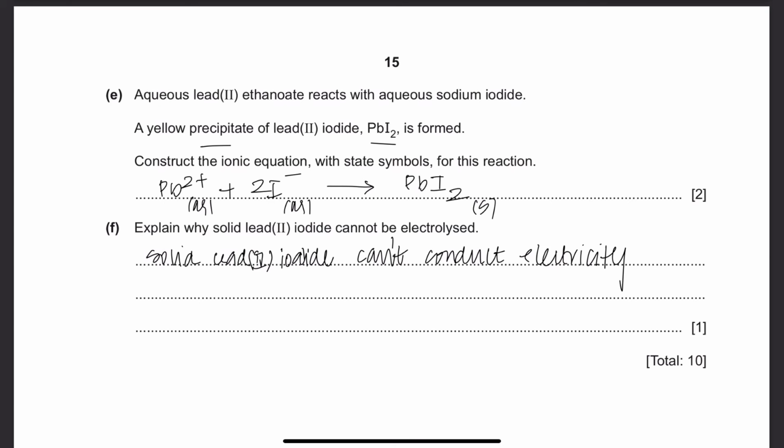But it's a solid, right? No, ionic compounds can conduct electricity, but in molten and aqueous state. It's in a solid state, right? So why can't it conduct electricity? Solid lead iodide can't conduct electricity due to no free moving ions, right?